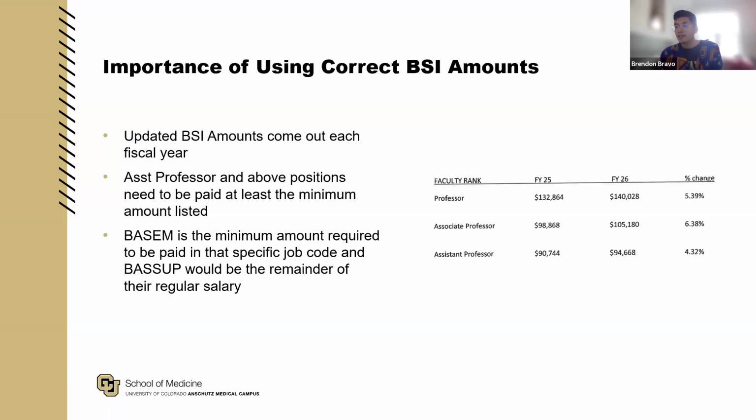What these amounts are is for assistant professor and above positions, and it's what they need to be paid at. So if you're going to bring in an assistant professor, they have to be paid at least that minimum amount listed. And then in HCM, that base M is the minimum amount required to be paid in that specific job code, and your base up would be the remainder of that regular salary.